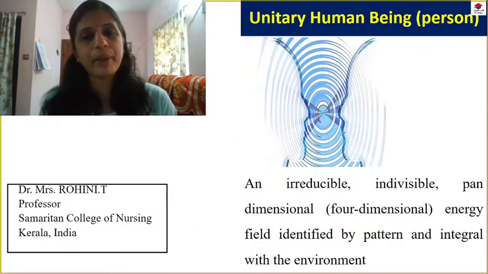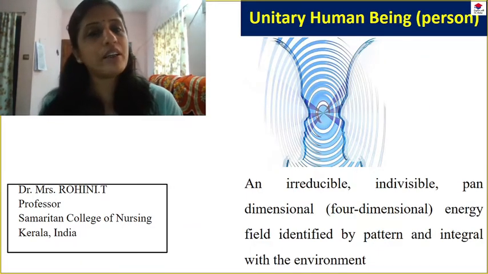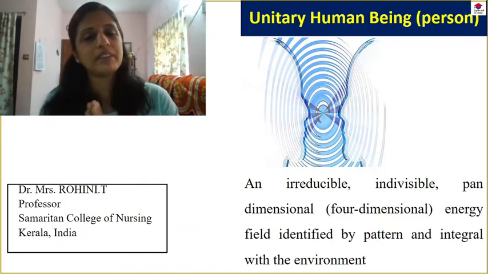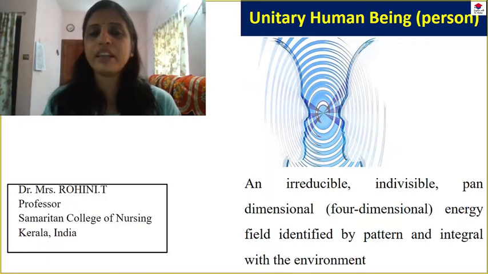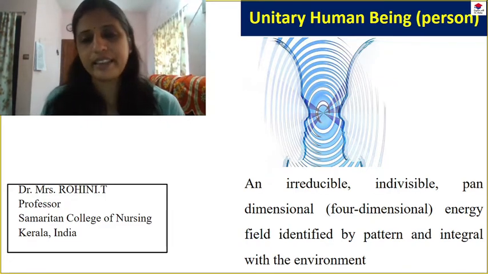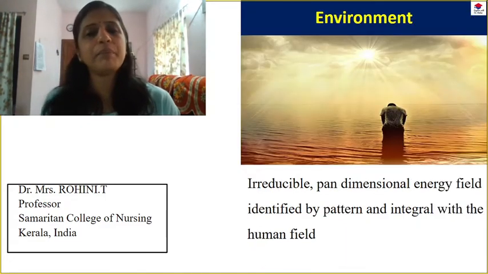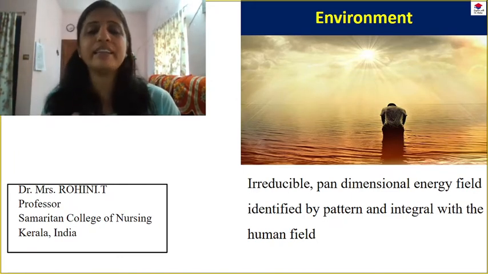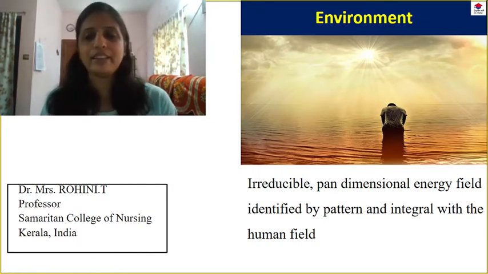So let us see one by one how Roger is viewing a person. You already know the answer. This person is irreducible, indivisible, pan-dimensional, always interacting with the energy field, and this person is having a pattern. So already we have studied that. Then what is an environment? Please write the same thing. Irreducible, indivisible, pan-dimensional. Environment also has a pattern and it is integral with the human energy field. Very easy, no? Meta paradigm.